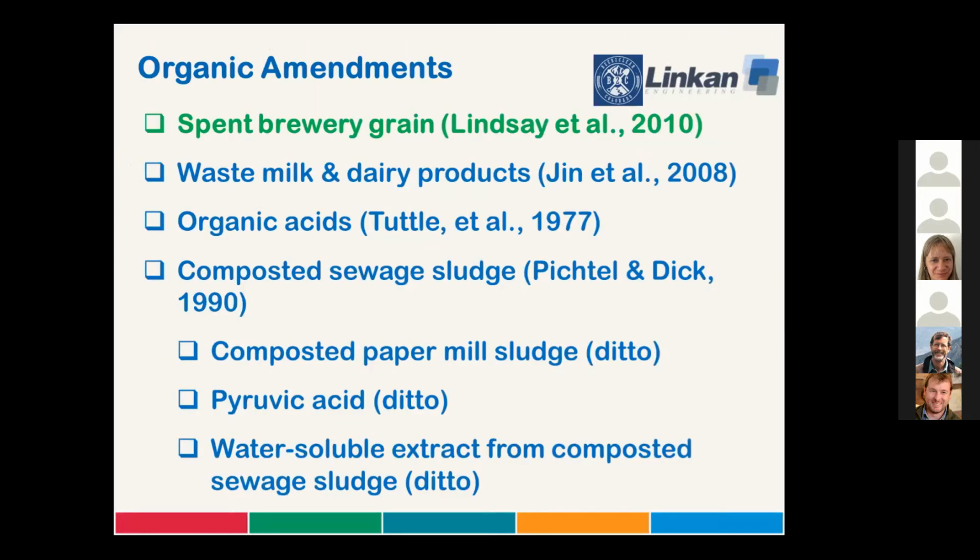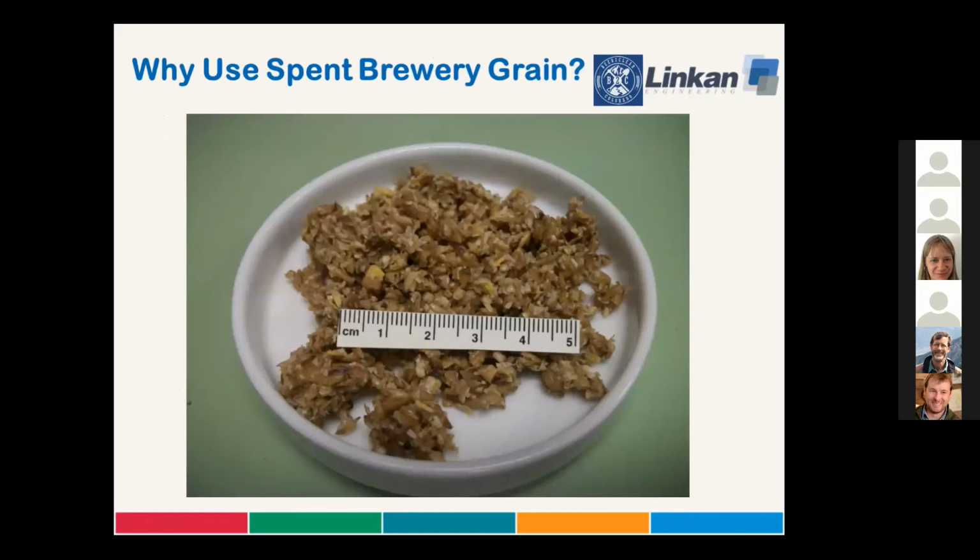So organic amendments work too, and a lot of these are considered waste. And like I said earlier, the mechanism is a little different from the shampoo. But as you'll see, we focused mostly on this spent brewery grain, which was discussed by Lindsay et al. in a paper in 2010. We've also added in, in some of this experiment, waste milk and dairy products, and you'll see how well this stuff is going to work.